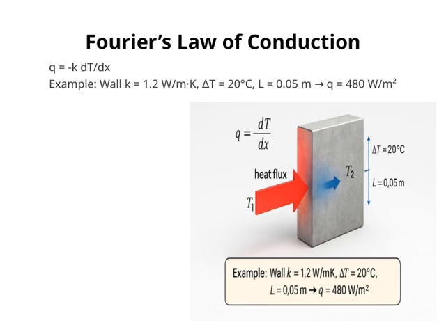Plugging in these values, the heat flux Q comes out to about 480 watts per square meter. This calculation helps us understand how much heat passes through the wall under these conditions. Understanding Fourier's law is crucial because it provides a quantitative way to analyze and predict heat transfer in materials, which ties directly into the overall theme of thermal management and insulation strategies we're exploring.